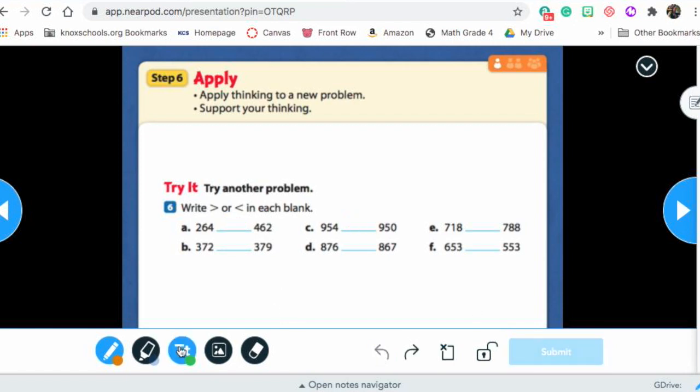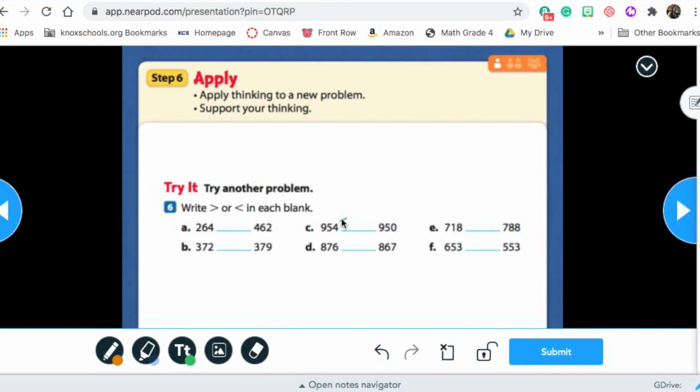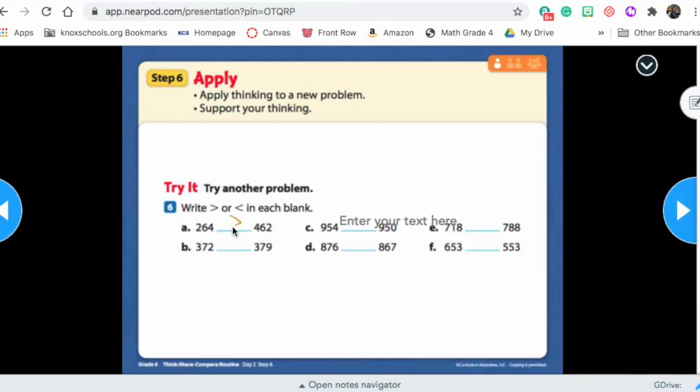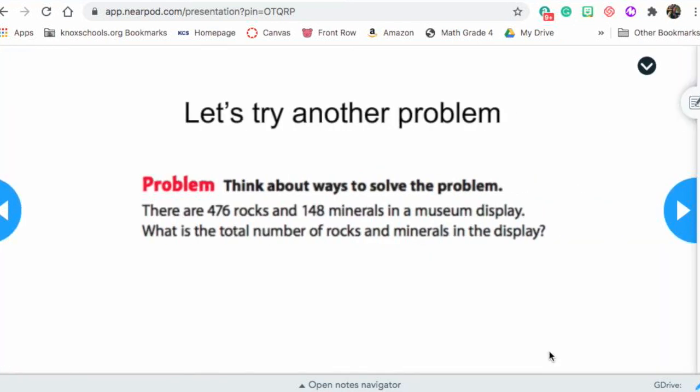Or if you wanted to, you could use a text box for each one. You could put it where it goes, and then you have to hold down Shift in order to use your greater than or less than symbol, and you could do it that way as well. I think personally that in this situation the pen tool is going to be the easiest tool to use, to just draw that greater than or less than symbol. Make sure that you submit before you move on. And that would be the end of that problem. And then it says, let's try another problem, and you're going to continue working.